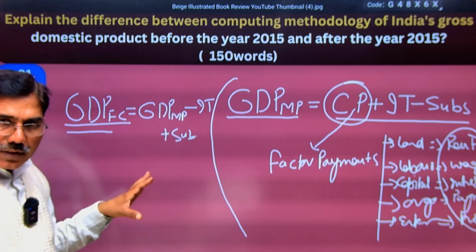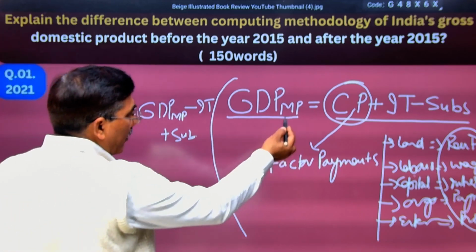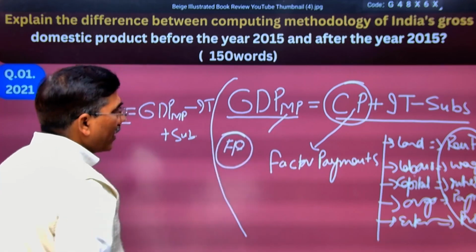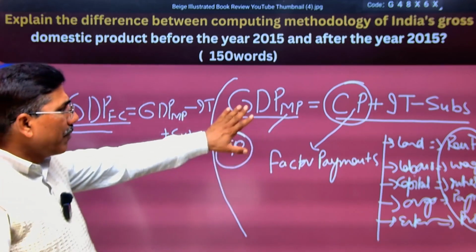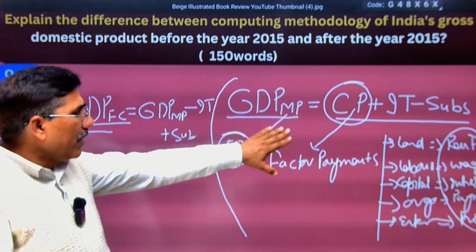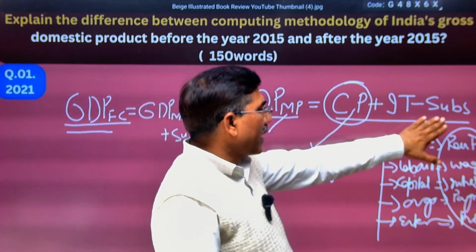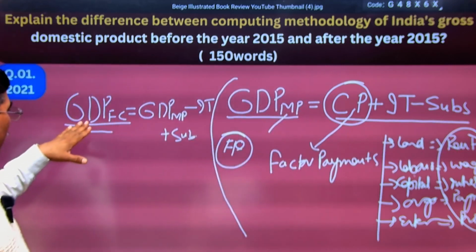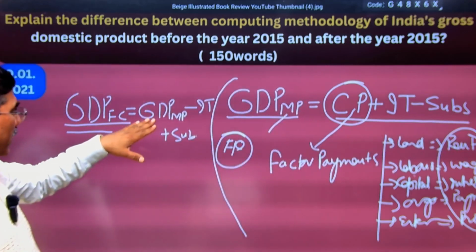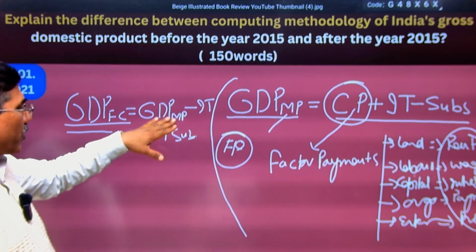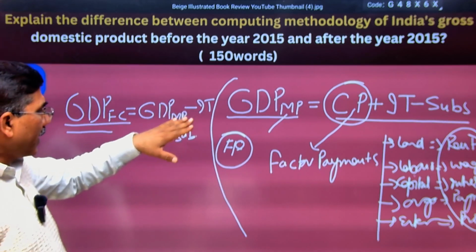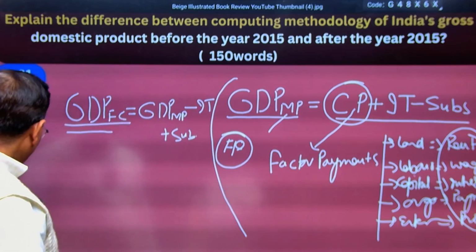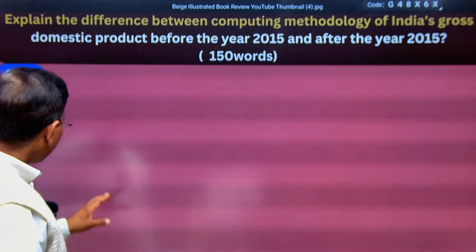There is no confusion. If you are taking the fixed price rather than market price, a similar equation applies. GDP at fixed price will be cost of production plus indirect taxes minus subsidy. The gross domestic product at factor cost will be equal to gross domestic product at fixed price minus indirect taxes plus subsidy. Point one is clear. Now I come to the second issue.